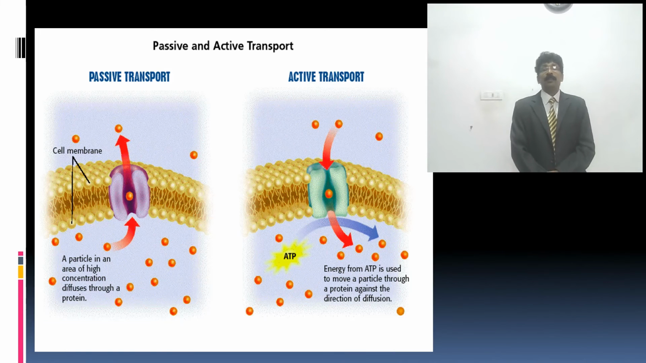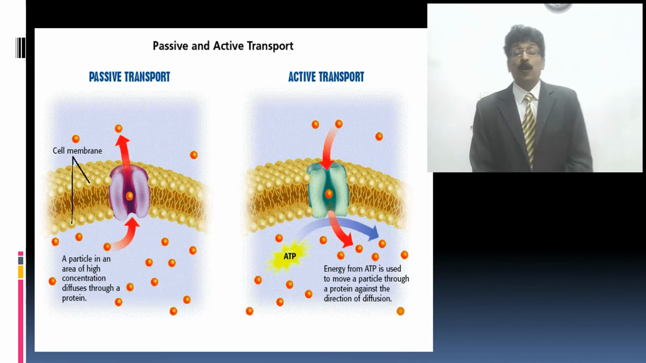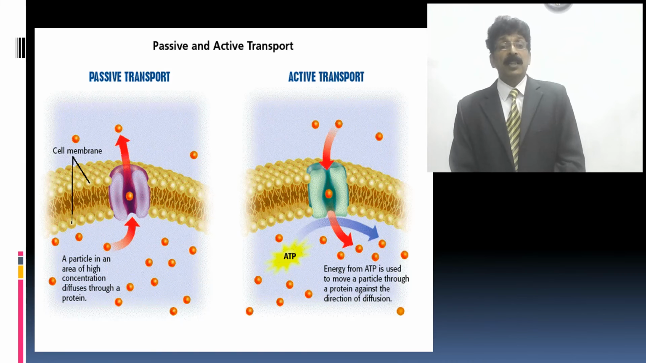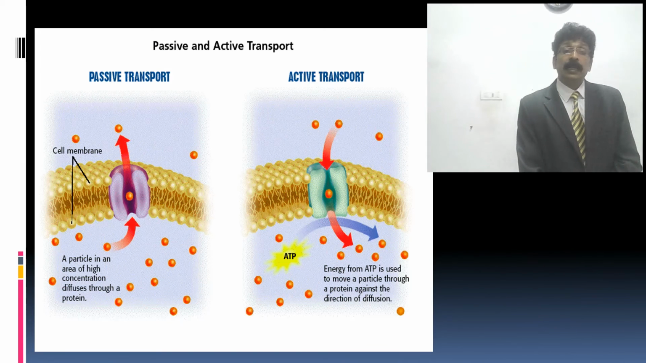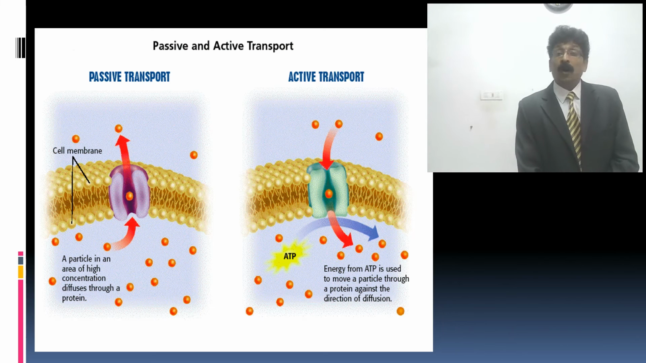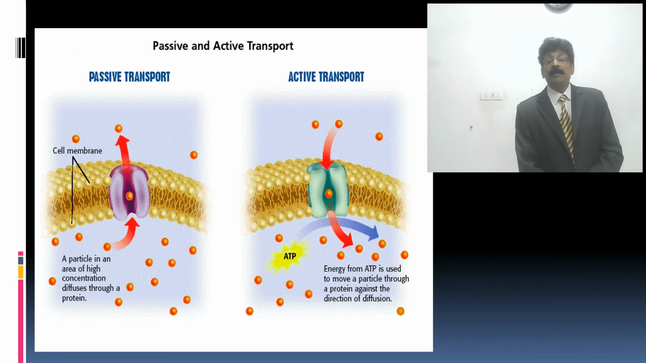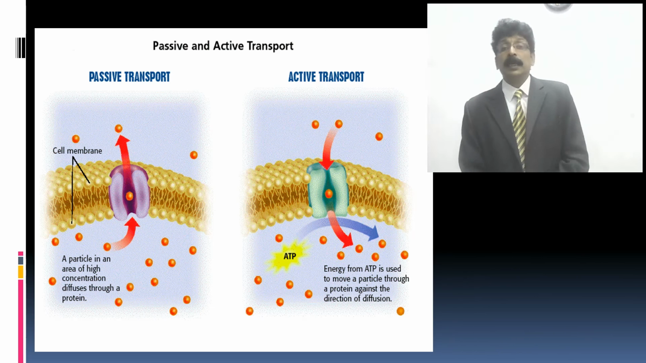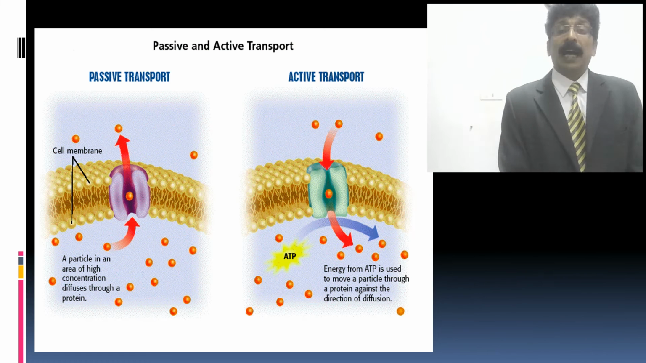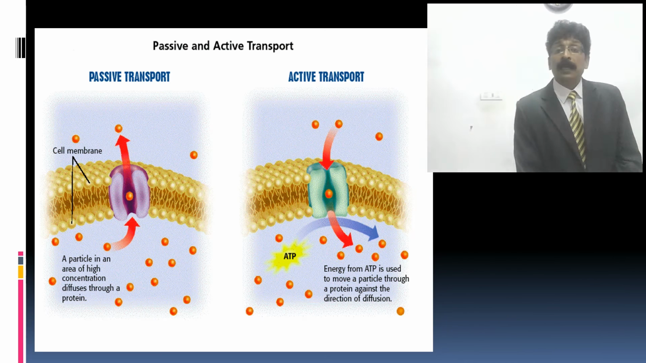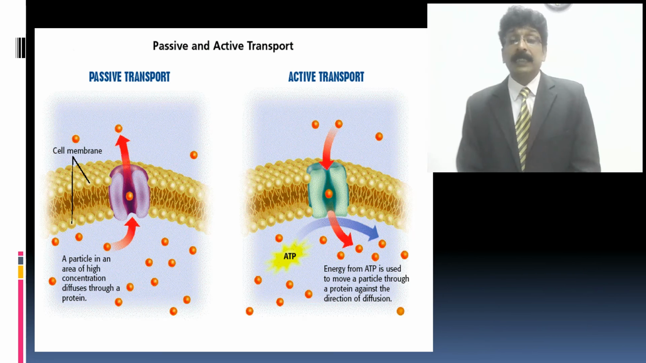And you see passive and active transport. What is the difference between passive and active transport? See the picture. At the cell membrane, a particle in an area of high concentration diffuses through the protein pathway shown in the picture. But in active transport, in the opposite direction, energy from ATP is used to move the particles through the protein against the direction of diffusion.